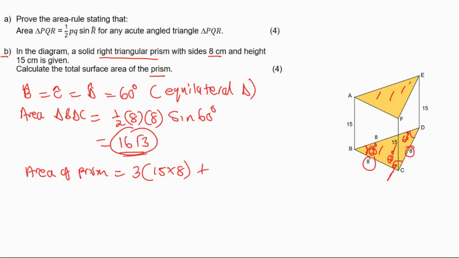One base has an area of 16 root 3 square units. Now if there are two, we say 2 times 16 root 3. And then you just put this in the calculator. It's 415,4 square units. That's the area.